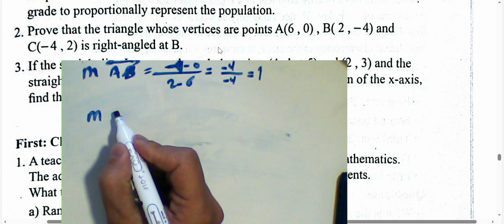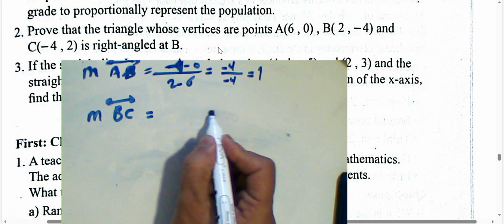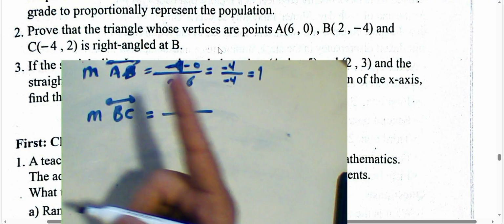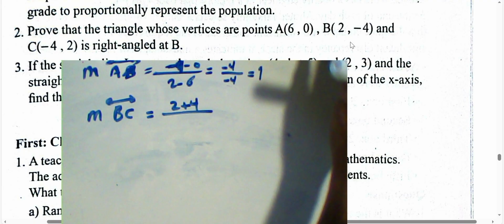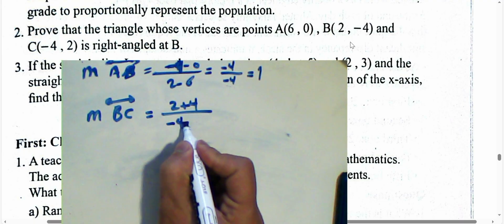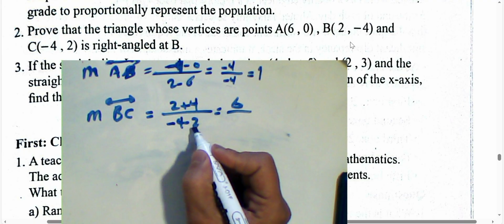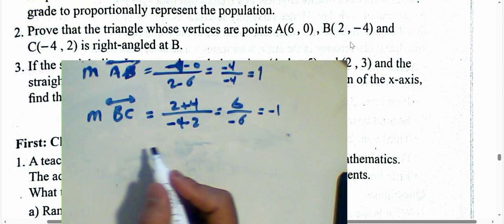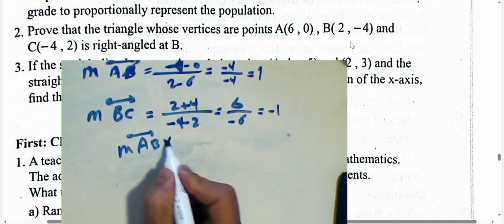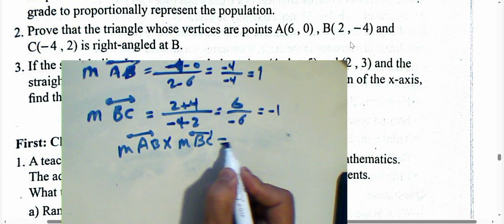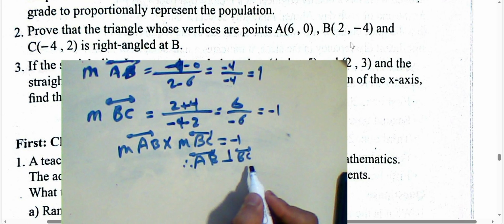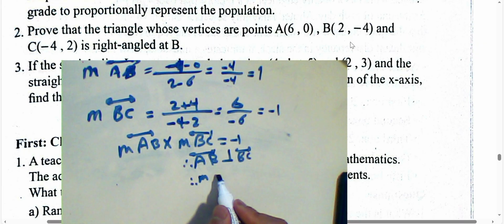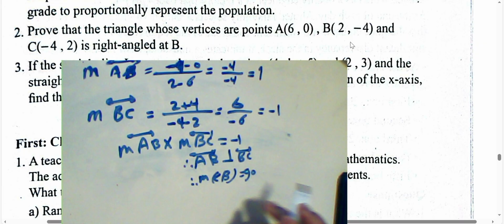And then we can find the slope of BC. We have B and C. We have 2 minus 4, it will be 2 plus 4. And here negative 4 minus 2. No, negative 4 minus 2. 2 plus 4 is 6. Negative 2 plus negative 4 is negative 6. Divided by them equals negative 1. We have the slope of AB multiplied by the slope of BC. It will be negative 1. Then AB is perpendicular to BC. Then the measure of angle B is 90 degrees. Then we have a right angle triangle.